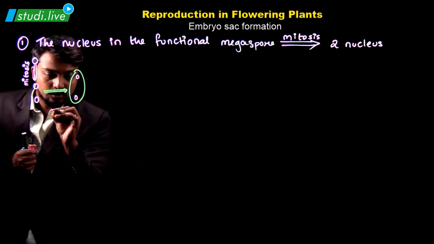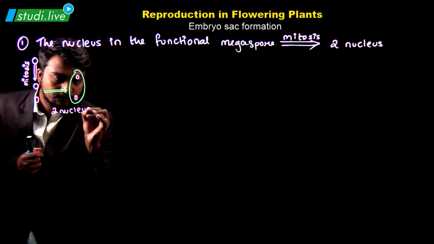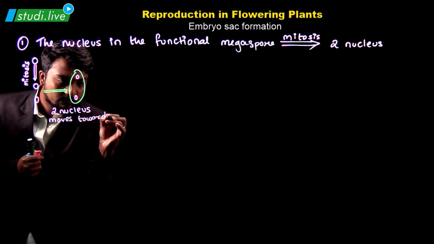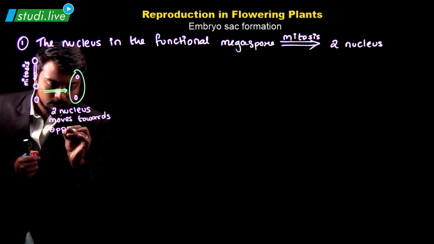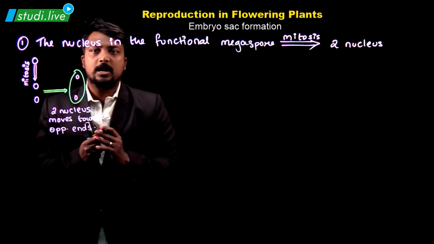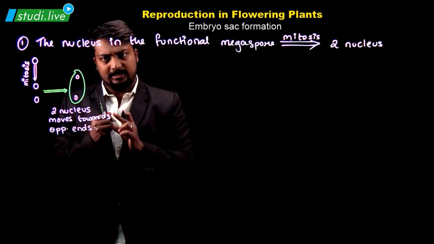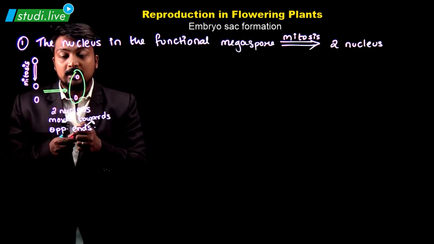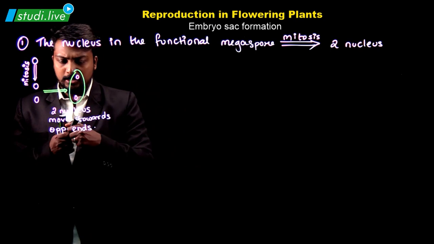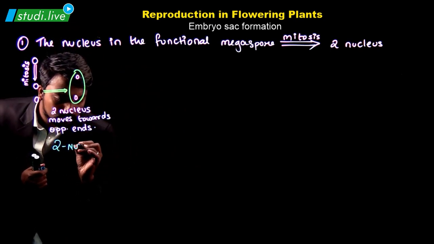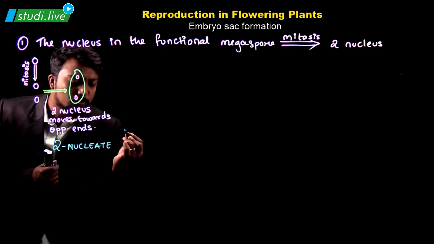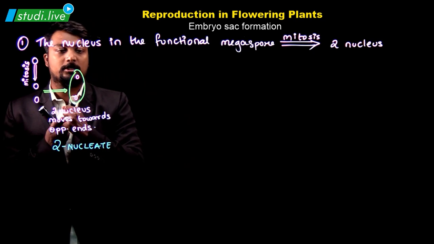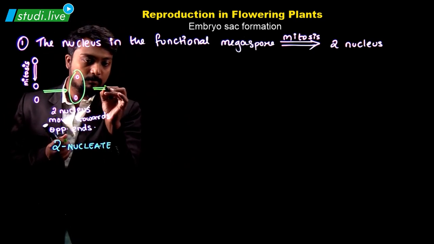So I can say two nuclei move towards opposite ends. Now, once these two nuclei move to the opposite ends, you get a two nucleate megaspore, or a two nucleate cell. Then what happens? Then again they undergo mitosis, not once but twice.